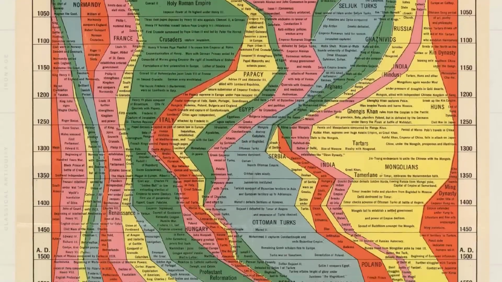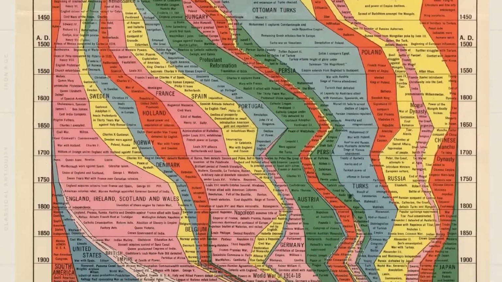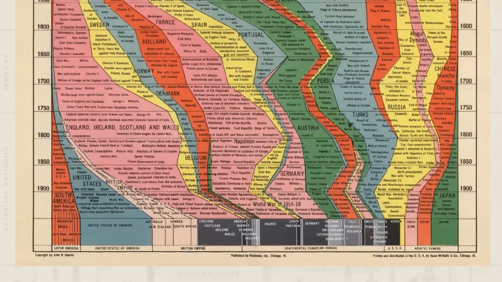If we look here at the bottom, we can see that 90% of the chart focuses exclusively on Europe. India, Mongolia, and China are given a little bit of attention throughout, but there is zero mention anywhere of sub-Saharan Africa or the pre-Columbian Americas.